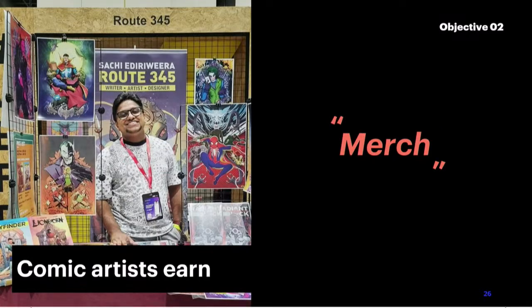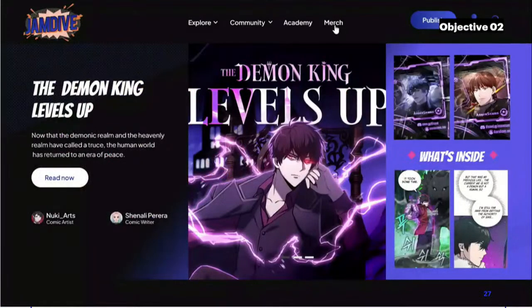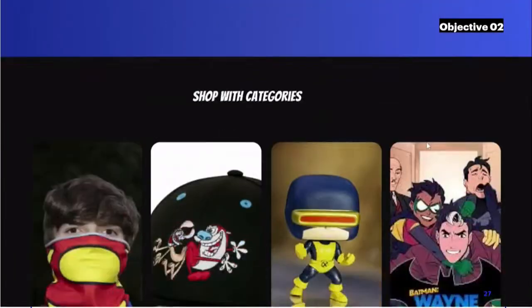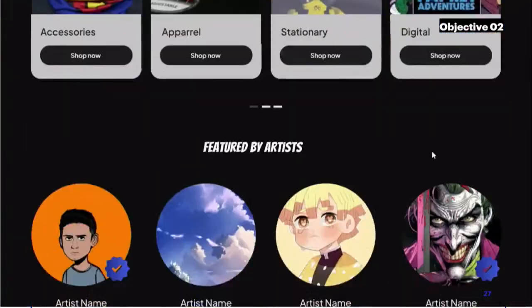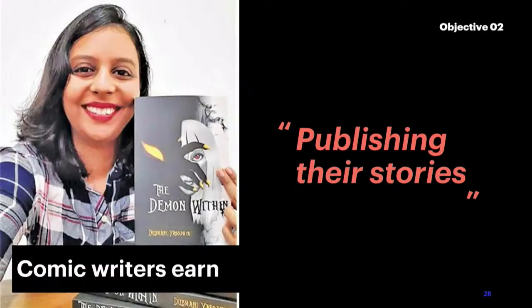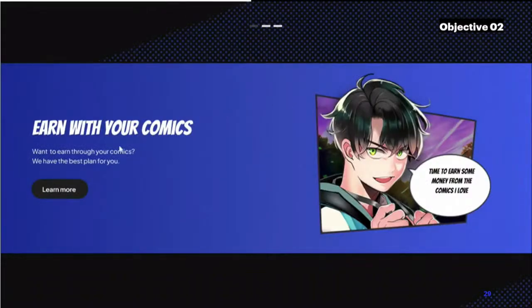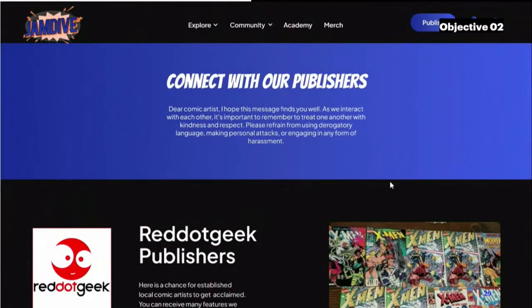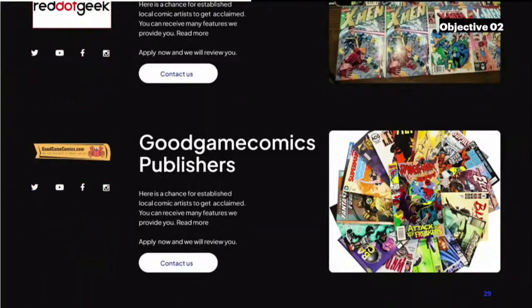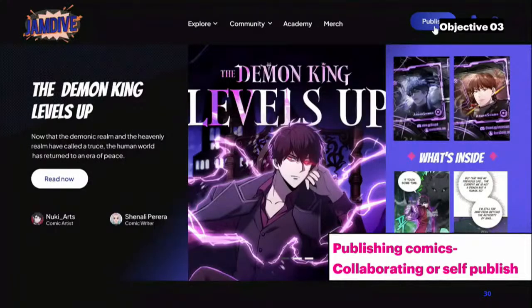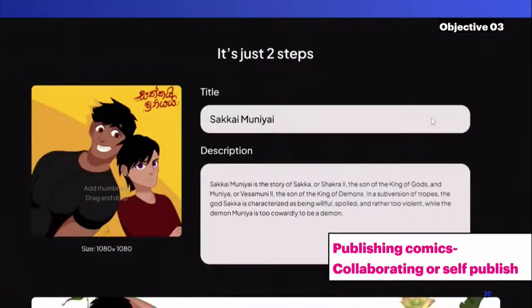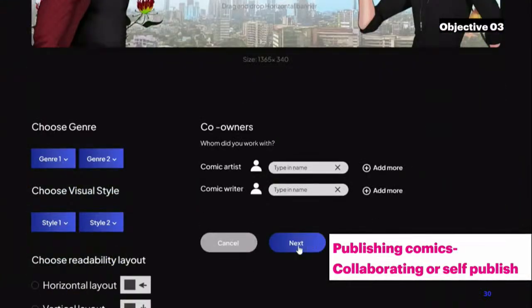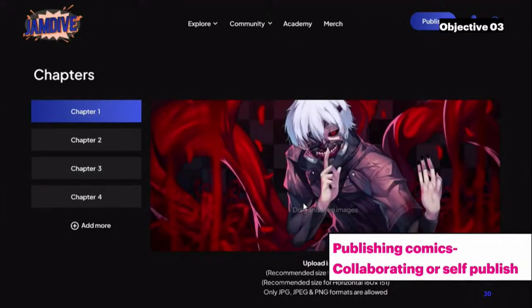And I also introduced a revenue model to achieve Objective 2 by bringing in merch, where comic artists can earn through that. And Objective 2, once again, this is how they can buy the merch. And comic writers can publish their stories, and that's how they can earn. So this is how that's going to happen within the web application. So once again, publishing comics. I will be introducing a collaborative approach or a self-publish approach within this web application where comic artists can collaborate with each other, or they can even self-publish.